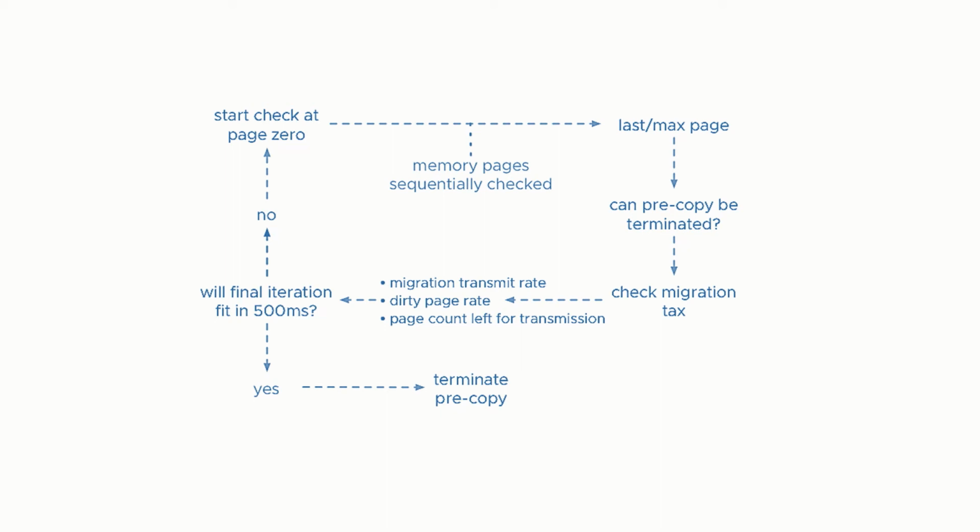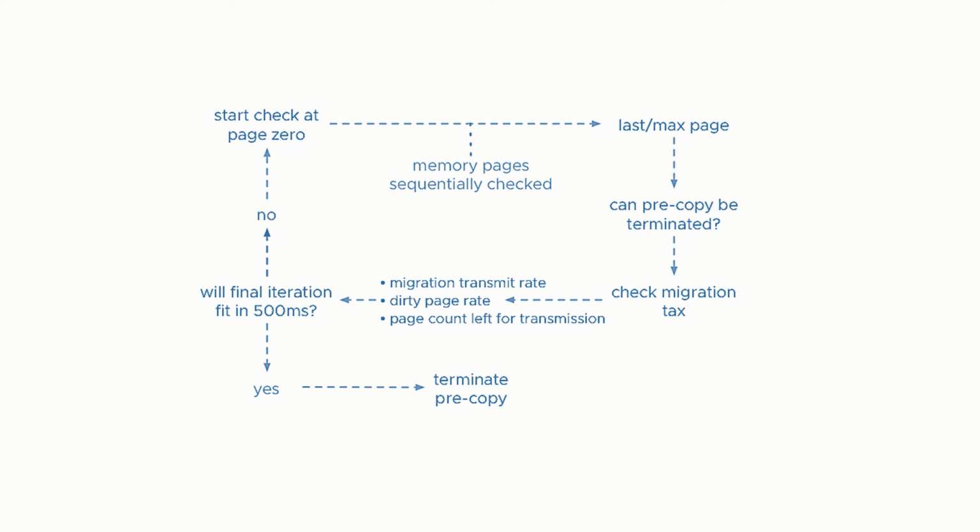To determine if the process can terminate pre-copy, the process needs to verify whether it can complete the last memory page copy in a window of less than 500 milliseconds. If no, the next iteration happens. If the outcome is yes, the VMkernel migrate module will terminate the pre-copy process.